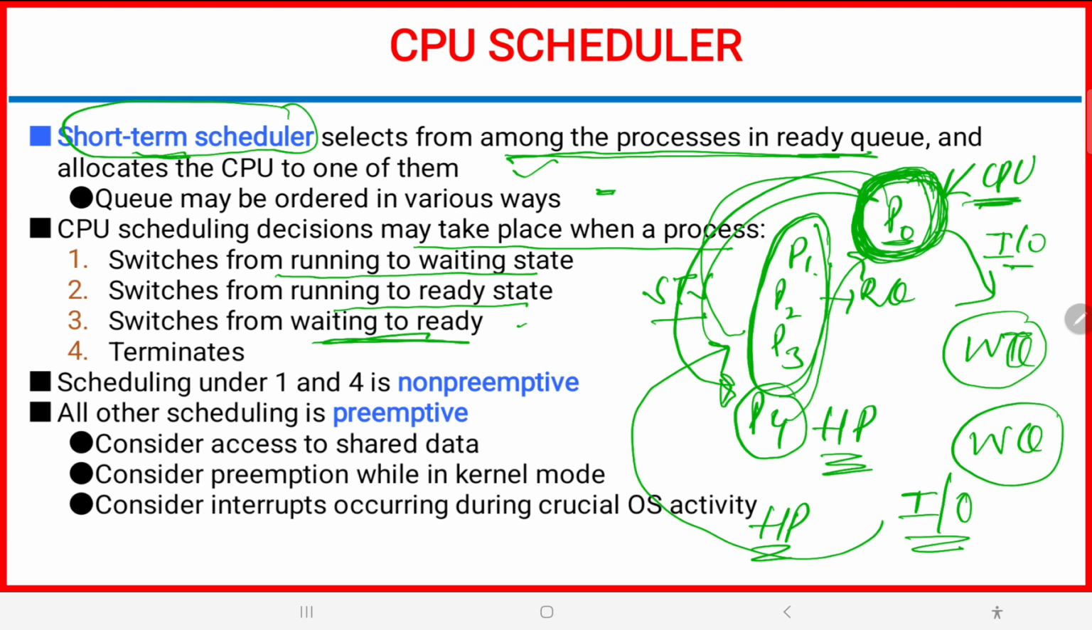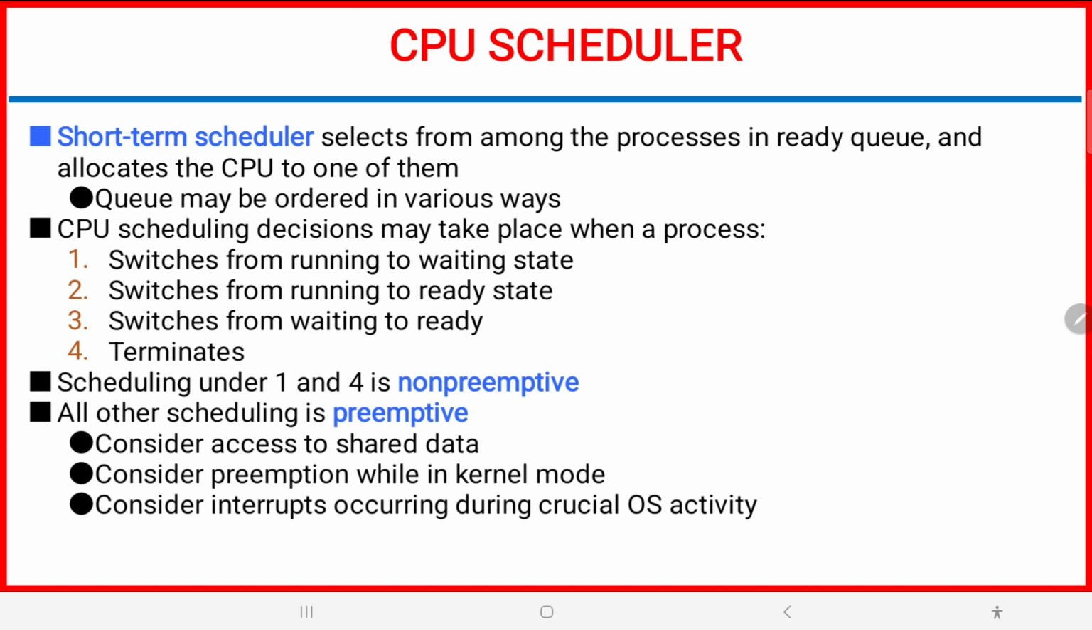Then another possibility is that, suppose process P0 was executing and it has just completed its execution. So a new process from the ready queue is to be passed on to the running state so that the CPU can execute that process. So in this case again, the short-term scheduler basically selects a process from the ready queue and passes it on to the running state, and the CPU executes that process.